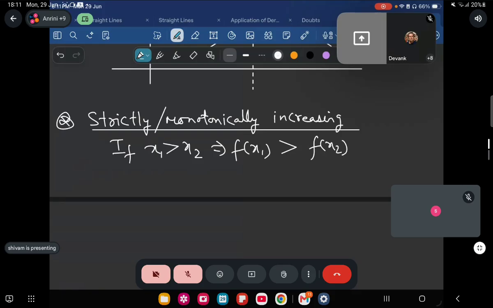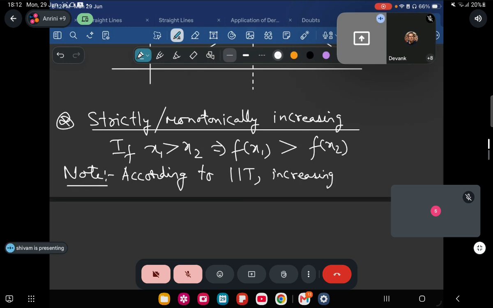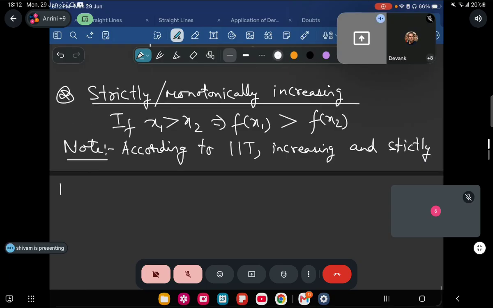Note, according to IIT, increasing and strictly increasing are same. The difference between the definition occurs in NCERT. So, sir, in the boards, the both will be different. Yes, they will expect you to write different answer.